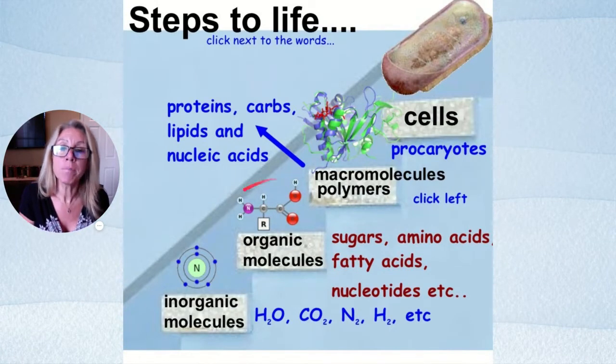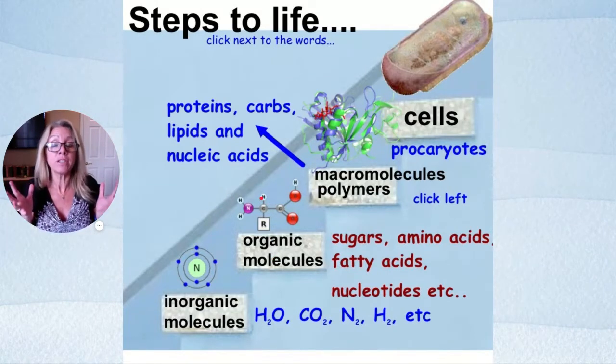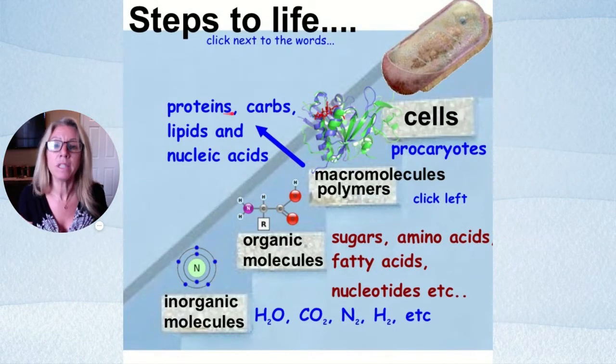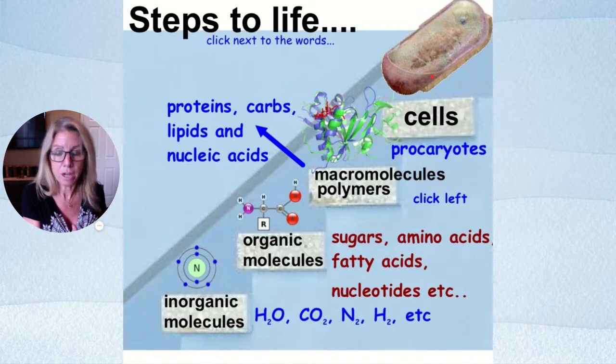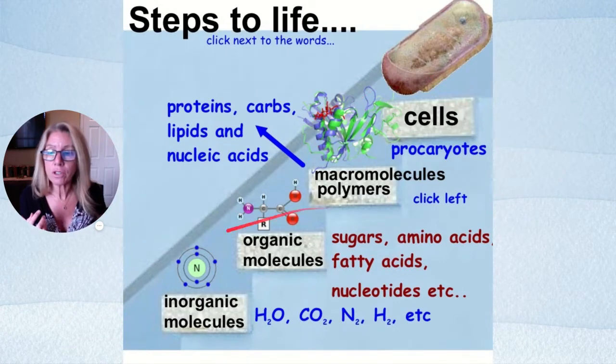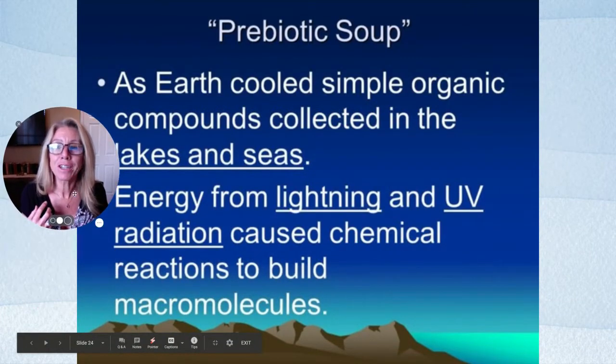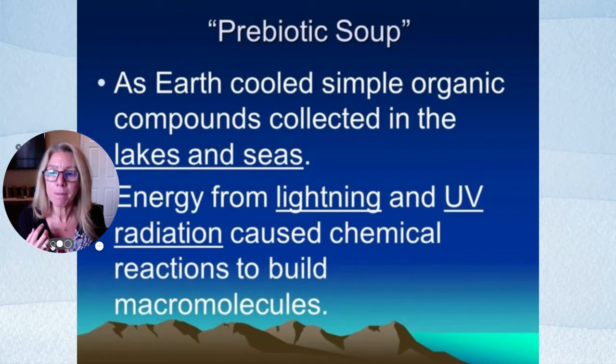Once you have these simple organic molecules, then with the same energy I just mentioned, you would build these macromolecules, these polymers like proteins and carbs and lipids and nucleic acids. Once you have these important macromolecules, then you could begin to build cells. All right, so let's go to the next slide here. Okay, so this prebiotic soup, let me make myself smaller.